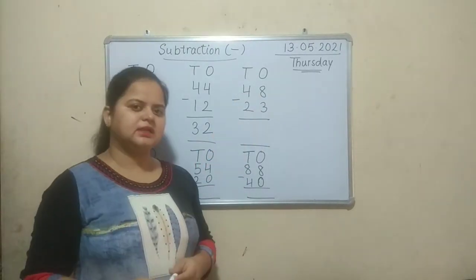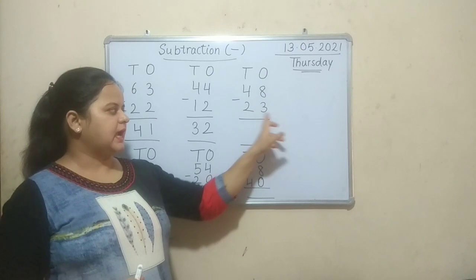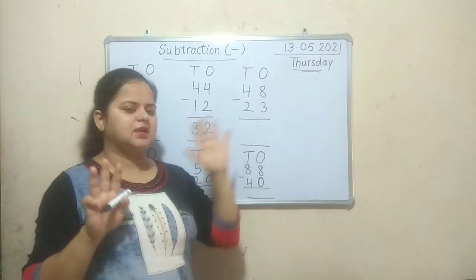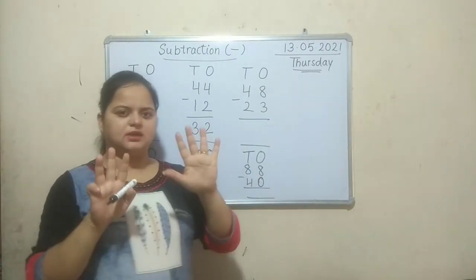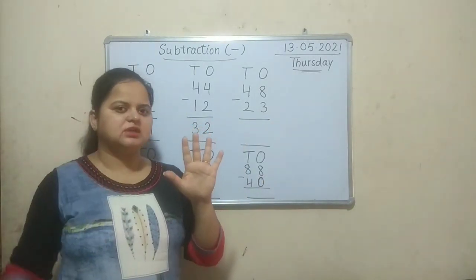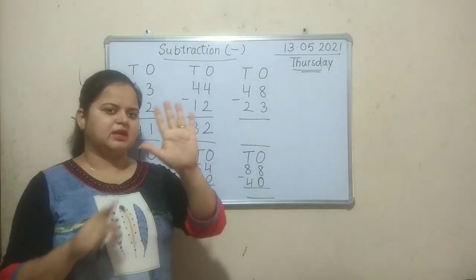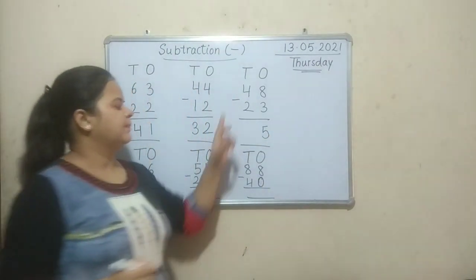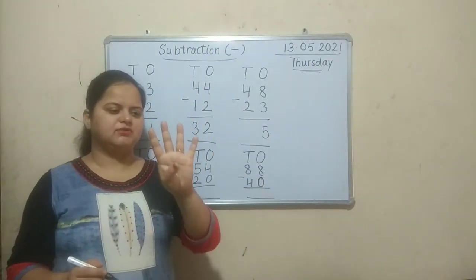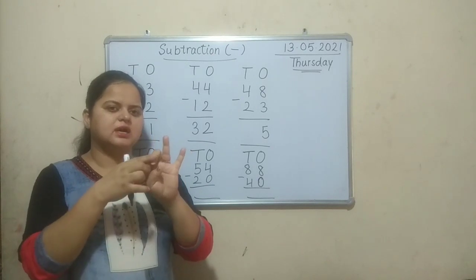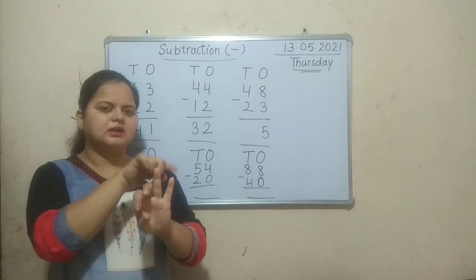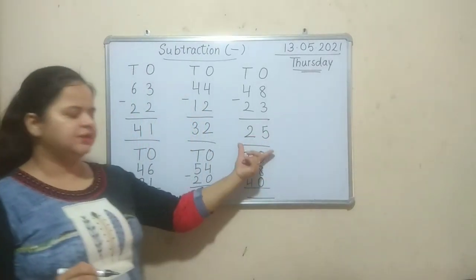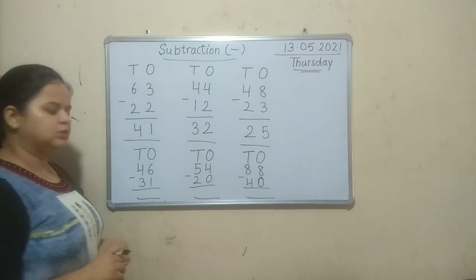48 minus 23. 8 and 3. Okay. So open 8 fingers and close 3. How many we have to close? 3. 1, 2, 3. 3 fingers I have closed and now I have left 5. So we will write number 5 here. 4, 2. Okay, again 4 fingers and we'll close the 2 fingers. 1, 2. Answer is 25. Okay, do the next now.